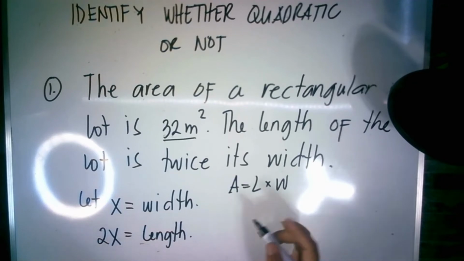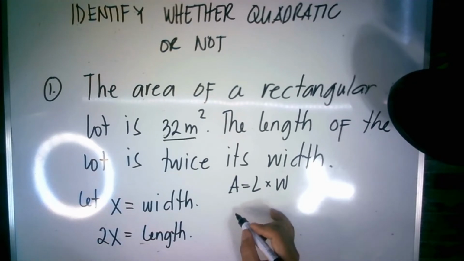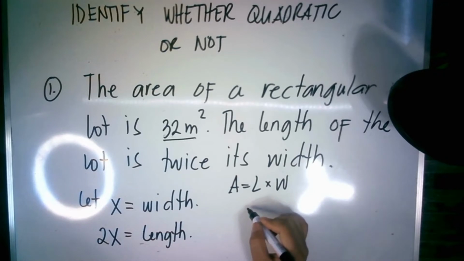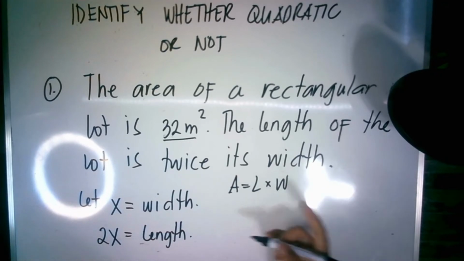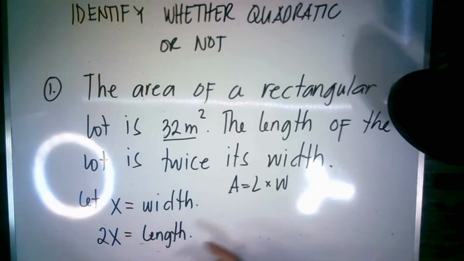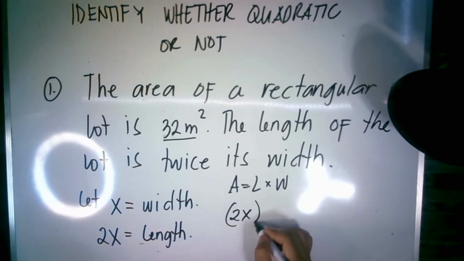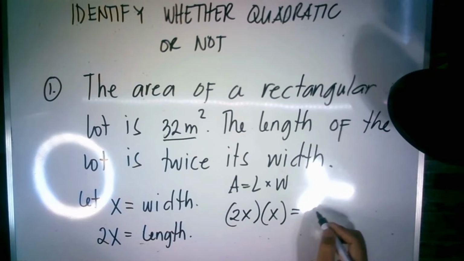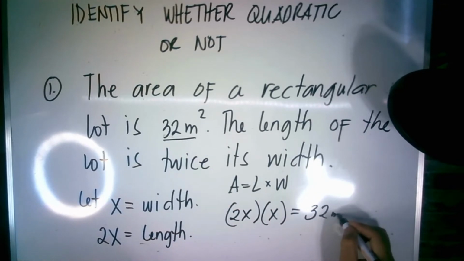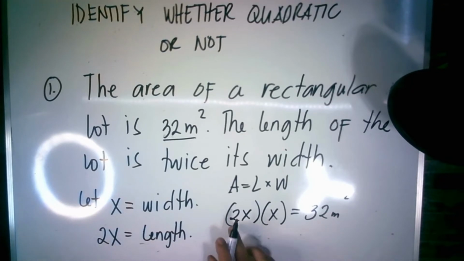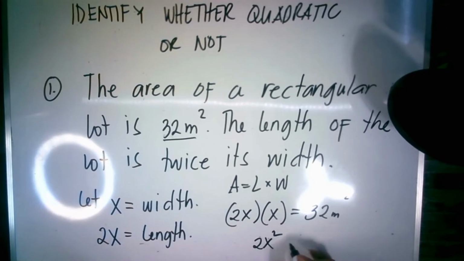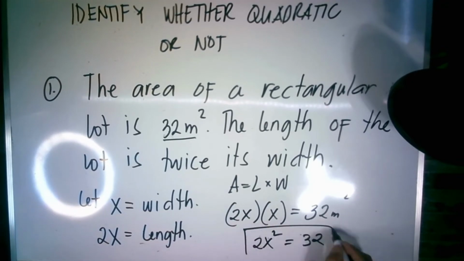That will become, length times width equals to area. So, that will become, 2x times x is equals to, itong area, 32 meters squared. So, this will be 2x times x, we have 2x squared, which is equals to 32. So, ma-establish na ni mo karon nga, quadratic siya.